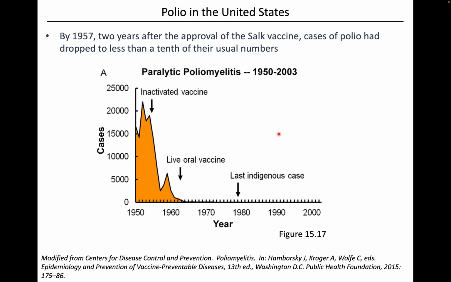All right, so just to reiterate, vaccines work, right? 1957, just a couple of years after Salk's IPV was approved, you had case numbers plummeting, as you can see from the graph here. Last indigenous case in the U.S. in 1979.